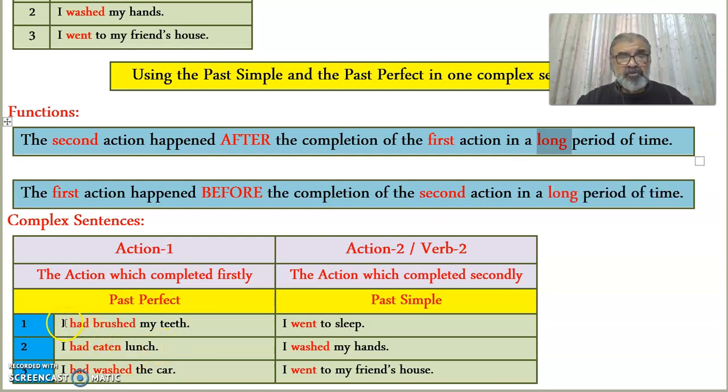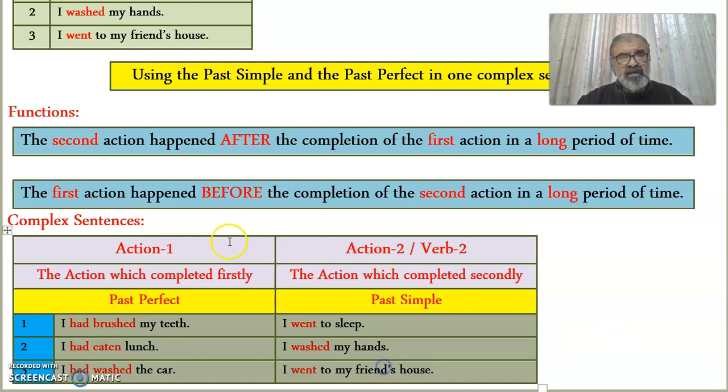So you had brushed your teeth, you waited for a while, maybe half an hour, you talked to friends on the phone or watched something on TV, and then you went to sleep. Okay? You had eaten lunch, but you didn't wash your hands immediately. You were busy doing something else. Maybe you washed the dishes, and then you washed your hands. And then you had washed the car, but you didn't go immediately. You went back to your house. You changed your clothes, and then you went to your friend's house.